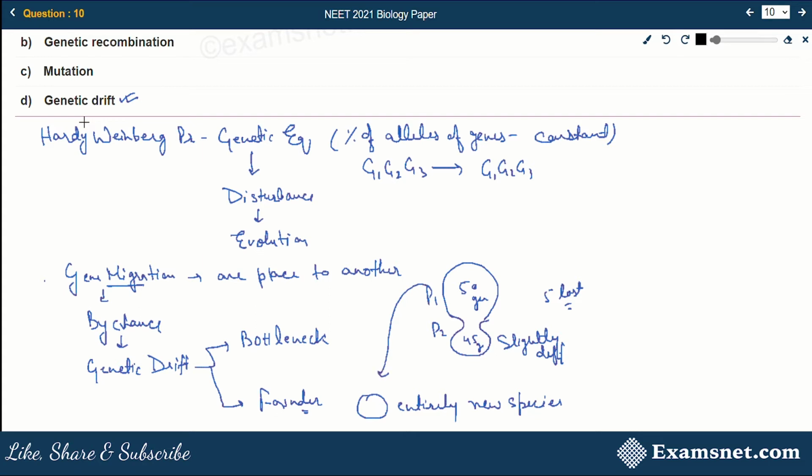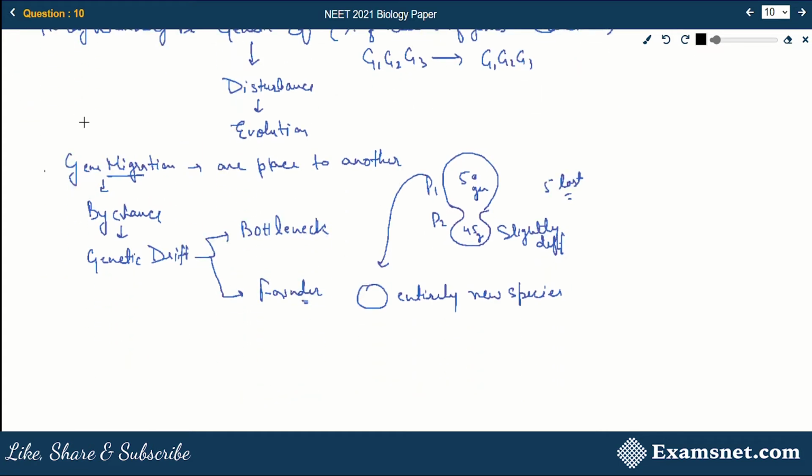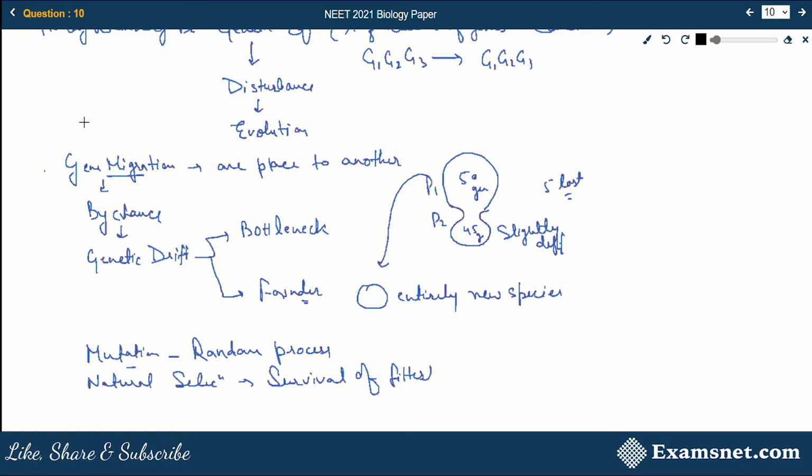Understood? So what is mutation? Mutation is something that happens randomly. As we saw here, genetic migration or genetic drift had some reason or certain method, but this mutation is very random. There is no particular reason or no particular process for that. It is a very random process. Now what is natural selection? Natural selection is basically survival of the fittest. That means the genes which are capable of surviving in adverse conditions will be able to pass to the next generation, whereas those which are weaker will eventually get eliminated.